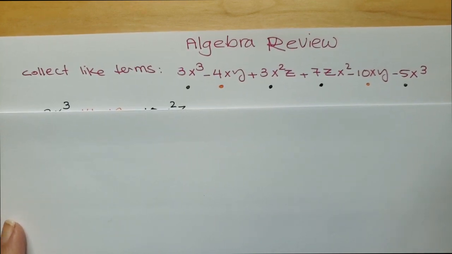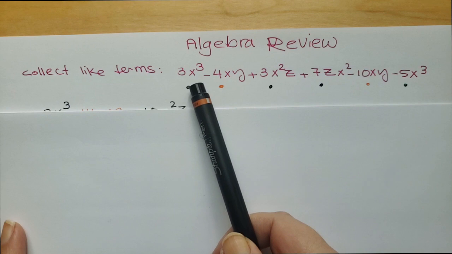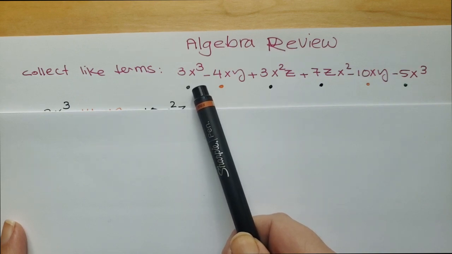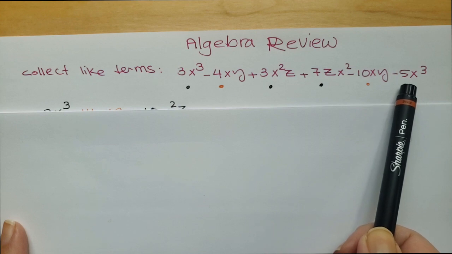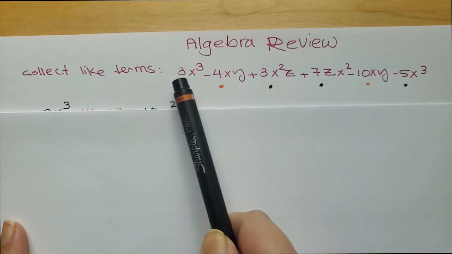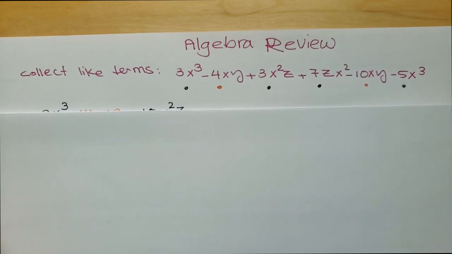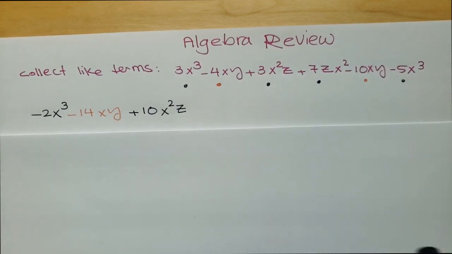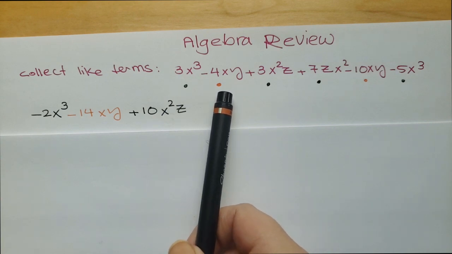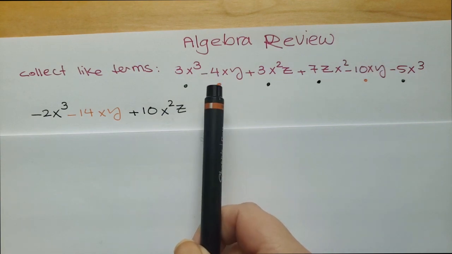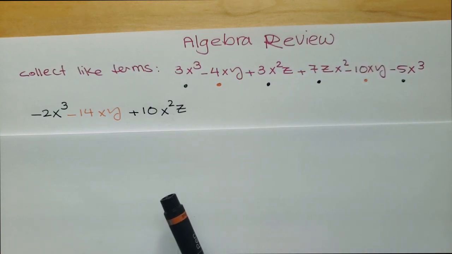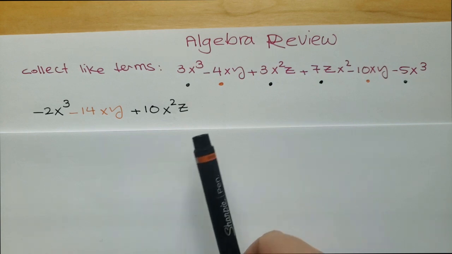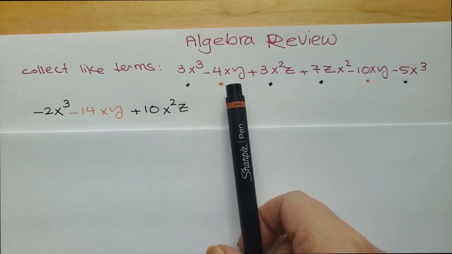So here, first of all, in this expression, I try to identify which terms have the same letter and the same exponent. So let's say x cubed and x cubed. These two can be added together. 3x cubed and negative 5x cubed can be added together to negative 2x cubed. Then the other two terms, which are also like terms, would be negative 4xy and negative 10xy, because both of them have the same letters xy and both of the letters have the same power.